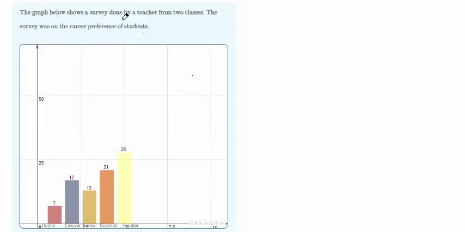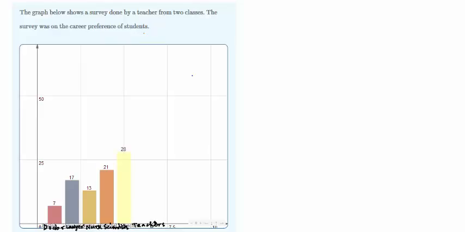The graph below shows a survey done by a teacher from 2 classes. The survey was on the career preference of students. So a group of students were asked what they would like to be as a professional, and some of them said they wanted to be a doctor. 7 of them said they wanted to be a doctor. 17 of them said they wanted to be a lawyer. And then 13 of them said, okay, I want to be a nurse. And then 21 said they wanted to be scientists. And finally, 28 of them said they wanted to be teachers.